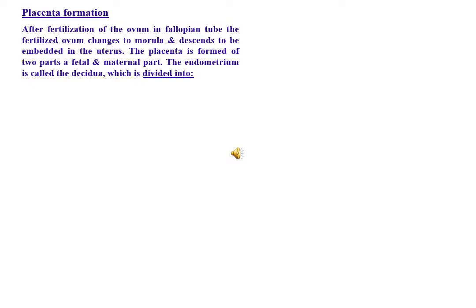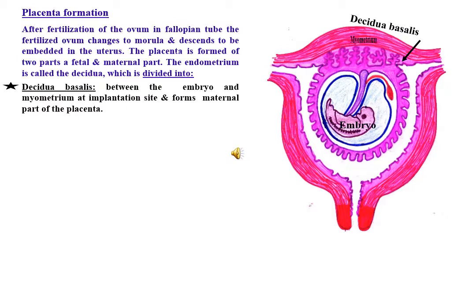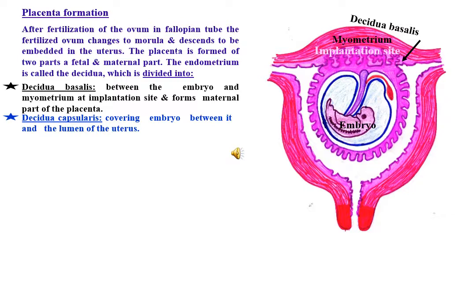The placenta is now formed of two parts, a fetal part and a maternal part. The endometrium is called the decidua and is divided into decidua basalis between the embryo and the myometrium at the implantation site and forms the maternal part of the placenta. Decidua capsularis covering the embryo between it and the lumen of the uterus. Then decidua parietalis, which is the rest of the decidua.